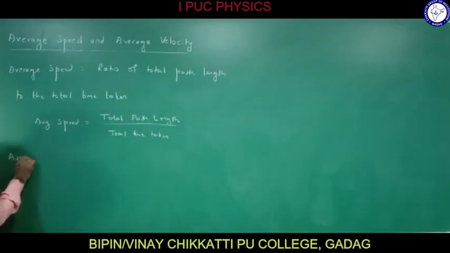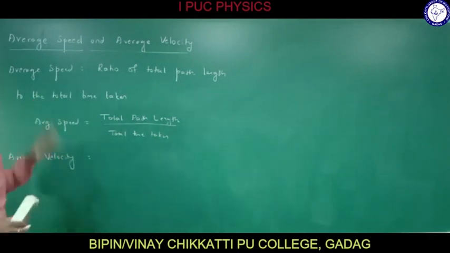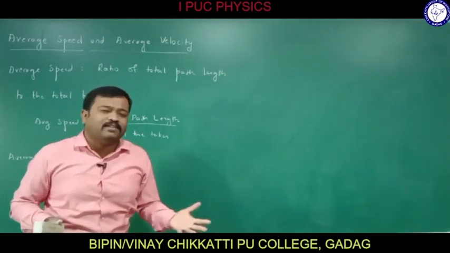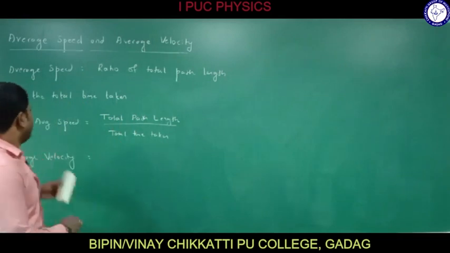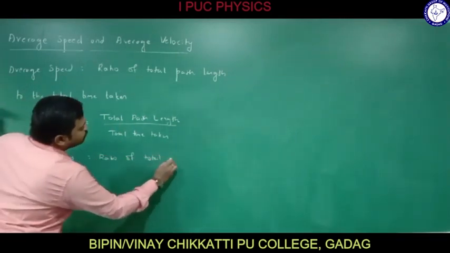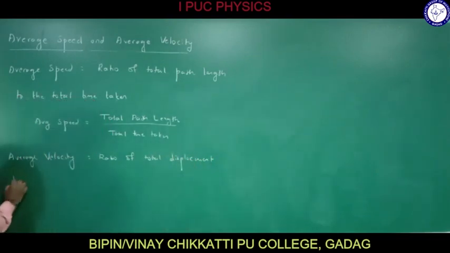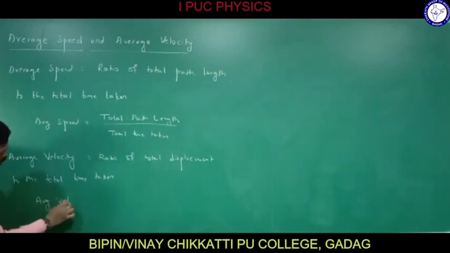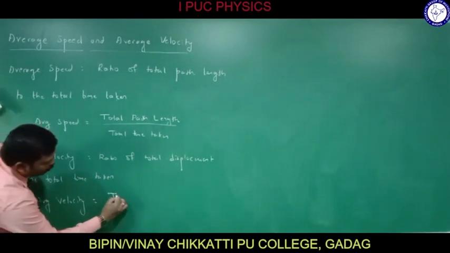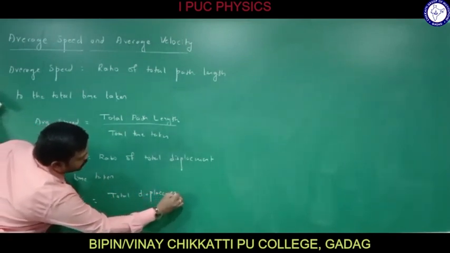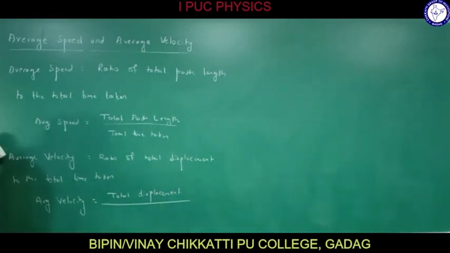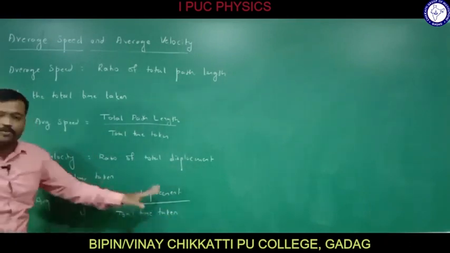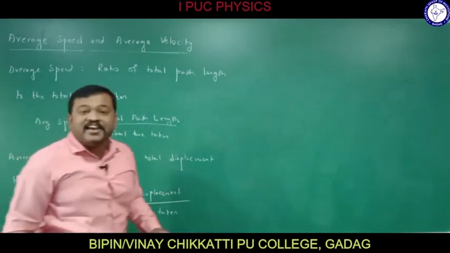Next, what is average velocity? It's simple. I told you the difference between average speed and average velocity is that in place of path length we have displacement. It does not depend upon the path traveled, or on how the body travels. It just depends upon initial position and final position. So it is the ratio of displacement to the total time taken. Instead of writing total displacement, you can write only displacement, because it does not depend upon how you travel. So displacement divided by total time taken gives average velocity.